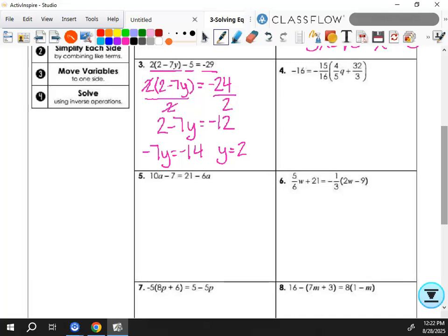Okay, so let's look at number 14. I'm 14. See, oh my God, y'all. We're going to look at number 4.